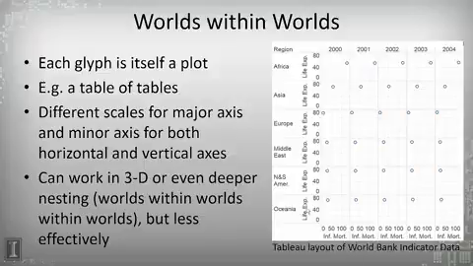We're looking at life expectancy versus infant mortality, but we're also looking at that over different regions and also over different years. And so we have this worlds within worlds. We're looking at a four-dimensional hypercube where we're plotting a table of region versus year, and each element in that table is itself a two-dimensional plot of life expectancy versus infant mortality.